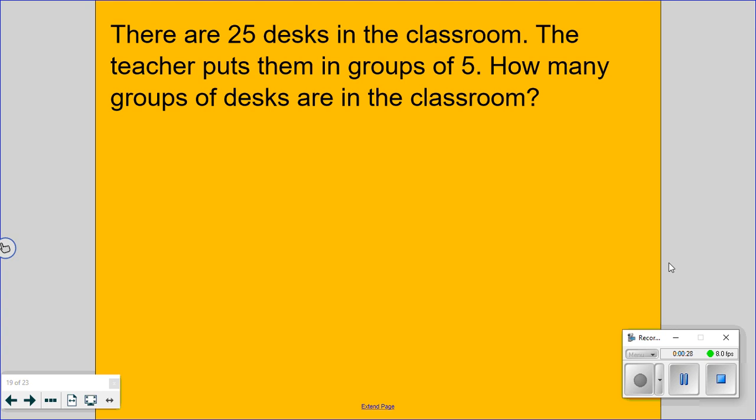You read it. You gotta read it. We can't figure out what our unit is or what we're counting for our answer sentence until we read the problem. Let's look at this problem. It says there are 25 desks in a classroom. The teacher puts them in groups of 5. How many groups of desks are in the classroom?